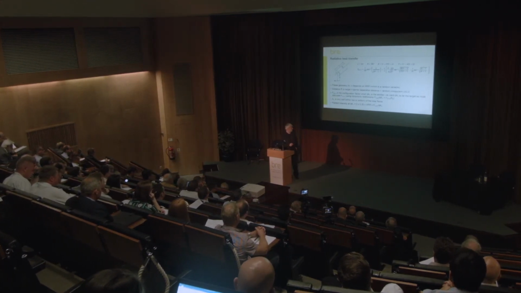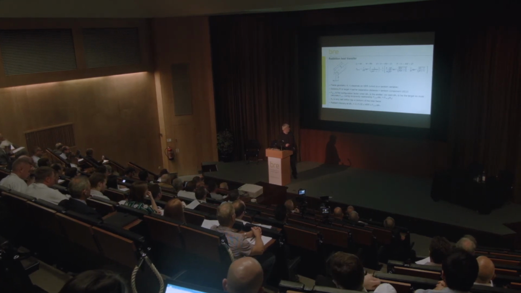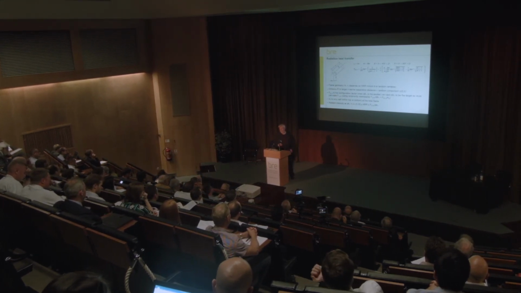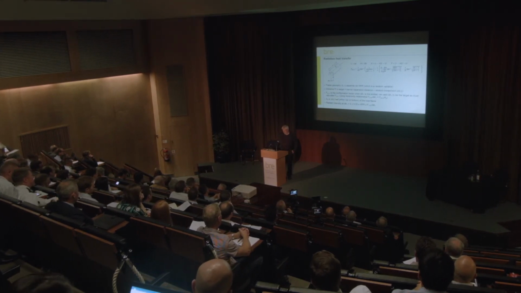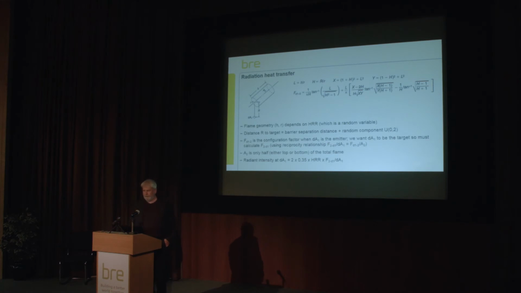We've also assumed that 35% of the total heat release rate of the fire is actually radiated and the rest is in the form of convected heat. So that then allows us to work out the radiant intensity at the target.